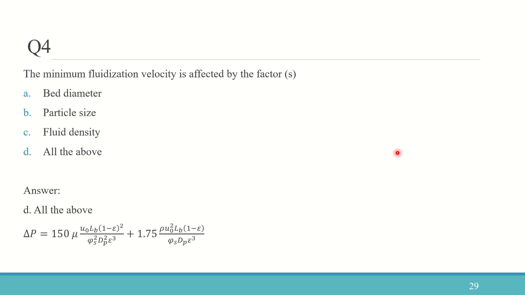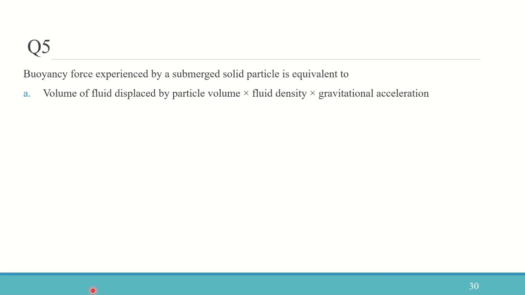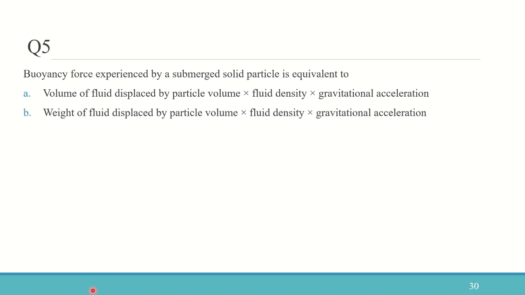So we'll go to question 5. Okay, yeah, this is the formula. In question 5, buoyancy force experienced by a submerged particle is equivalent to option A, volume of fluid displaced by the particle volume into fluid density into gravitational acceleration. Option B, weight of fluid displaced by particle volume into fluid density into gravitational acceleration. Option C, both A and B. Option D, none of the above.